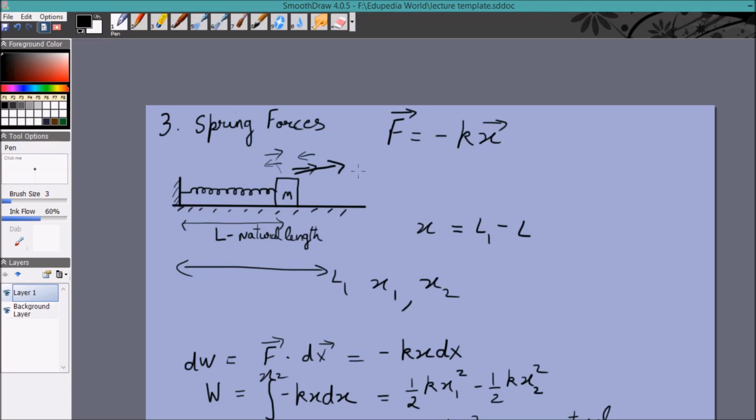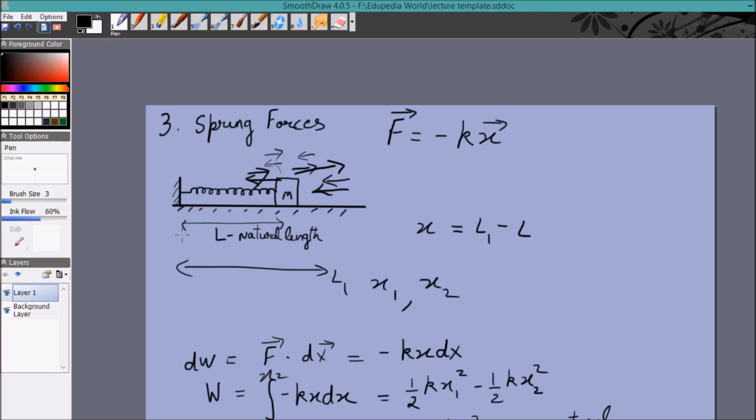Now if I apply a force towards the right and extend it and then release it, that is I am no more applying any force, then the block will start moving towards the left due to the force of the spring which is towards the left. So in that case x2 will be 0 and final length will be 0 and x1 will be something and work done will be positive. Similarly, if I am compressing, then the work done by the spring is negative. However, once I've compressed and released and the block is moving towards the right, the work done by spring will be positive.